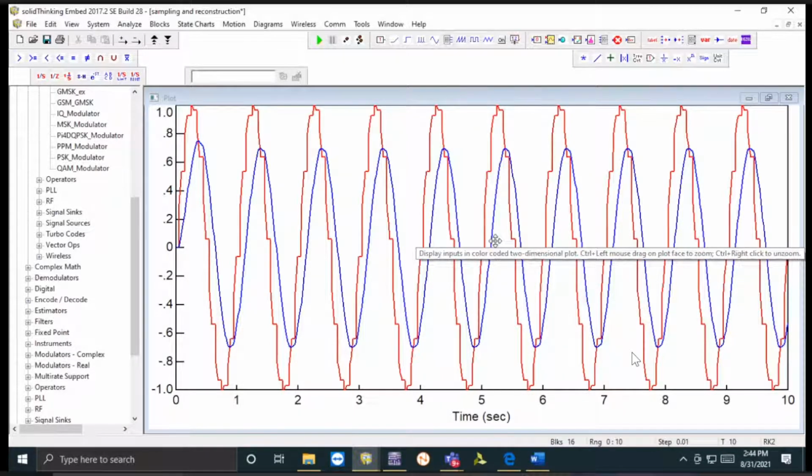So here you can see the sample and hold circuit output represented in red, and the blue one is the reconstructed signal back from this. So that's how we can do the sampling and reconstruction. So you have all the three methods with you.